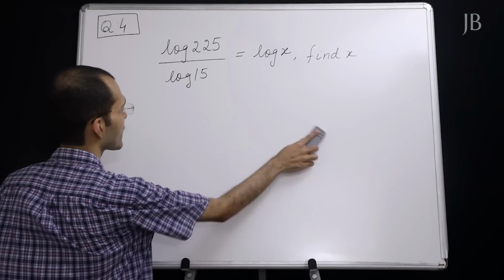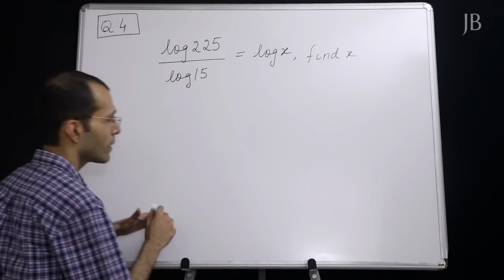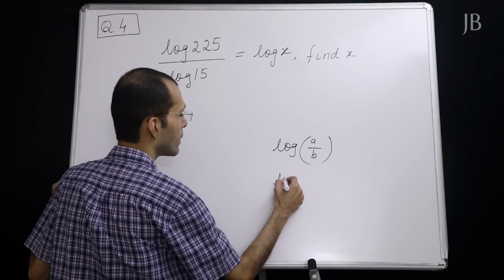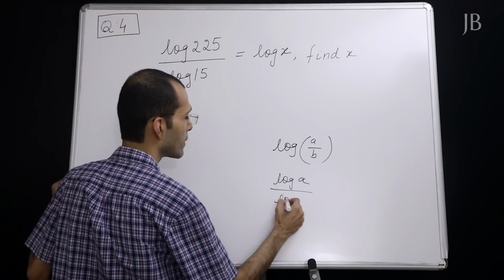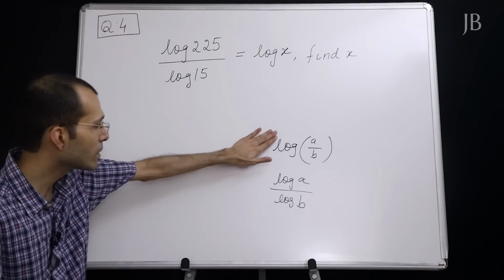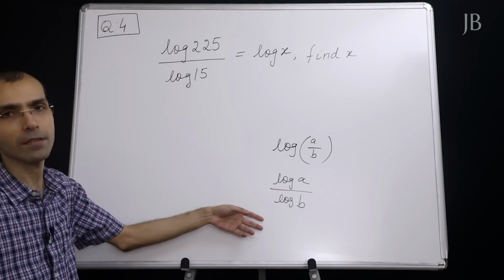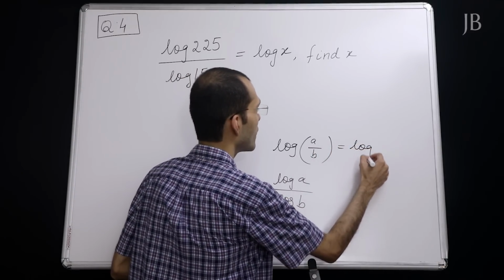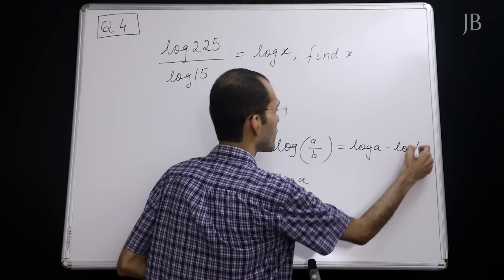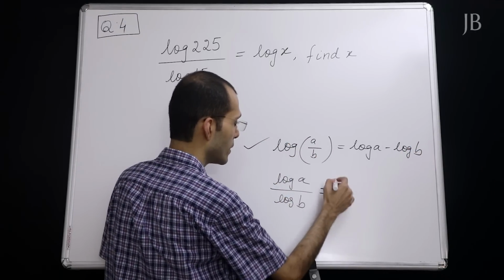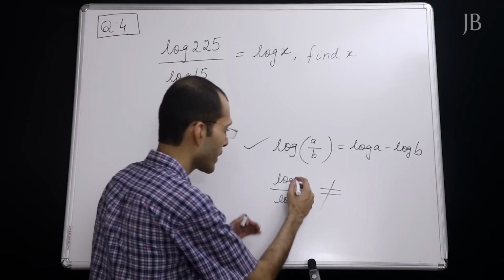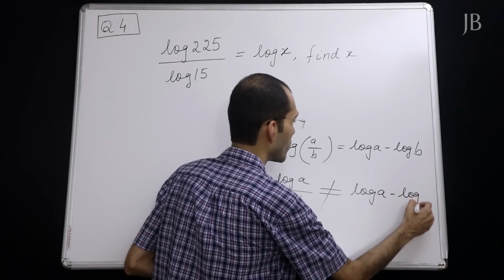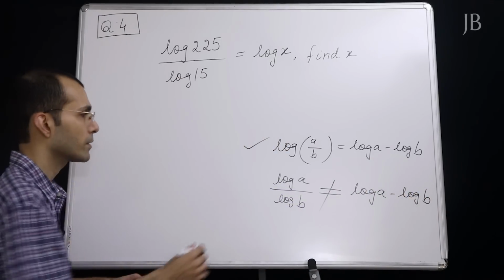So compare the two sums side by side and understand the difference again. Understand the difference between log of A by B and log A by log B. Both these terms are not the same. They are way different from each other. Log of A by B will be log A minus log B. This is fine. But log A by log B will not equal log A minus log B. No, this is not correct.